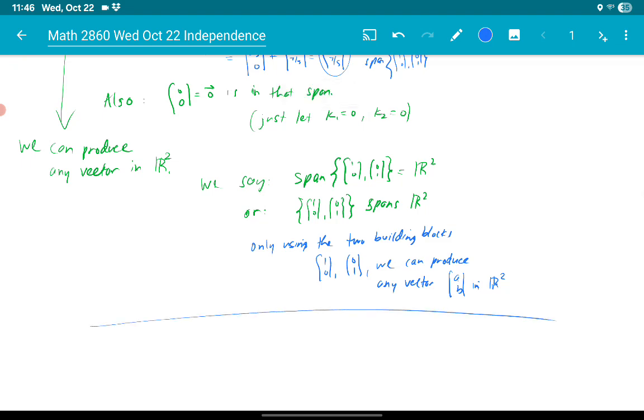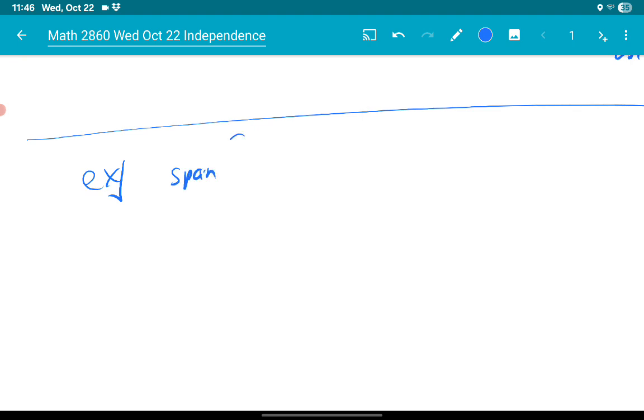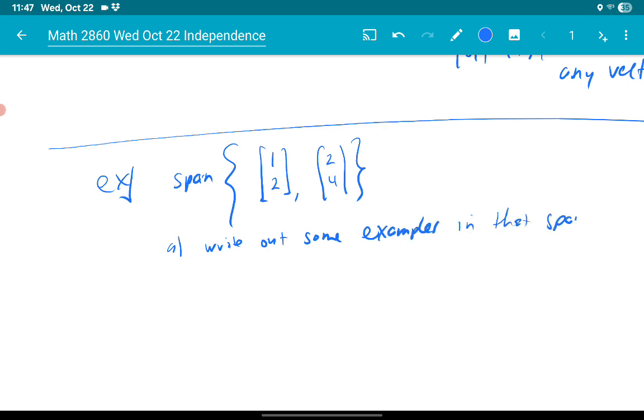Okay, maybe as a comparison, let's do another example. How about this? The span of, let's just change it to, how about (1, 2), and how about (2, 4)? Okay, so this is a different set. Let's talk about the span. So maybe question A would be write out some examples in that span. Okay, so, all right, so let's do that.